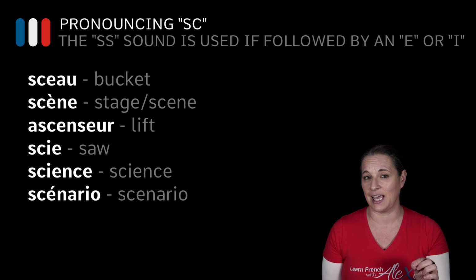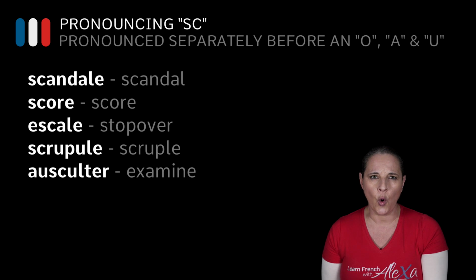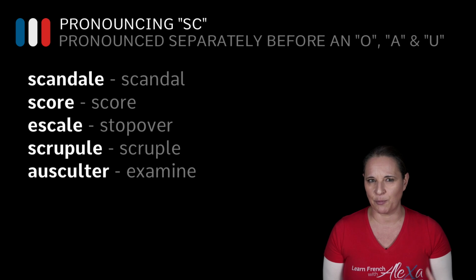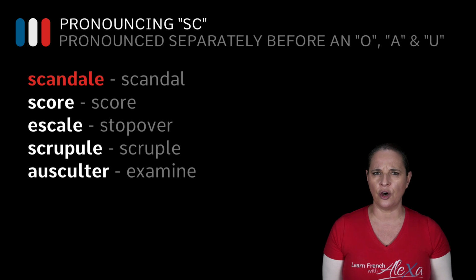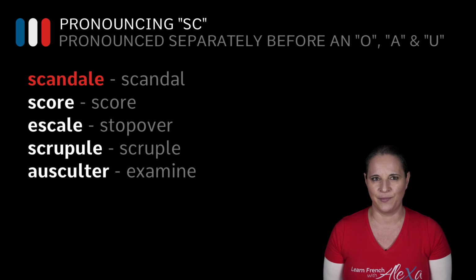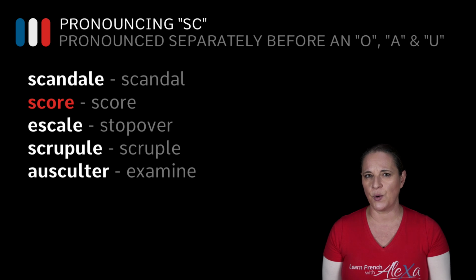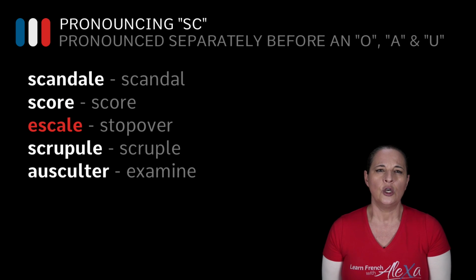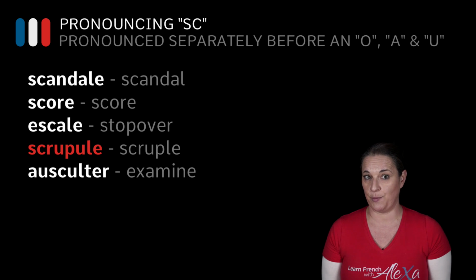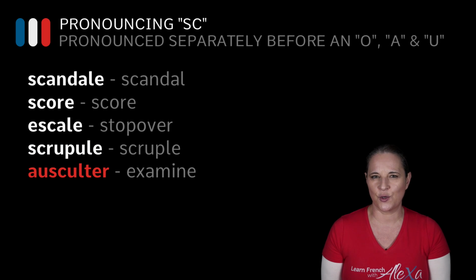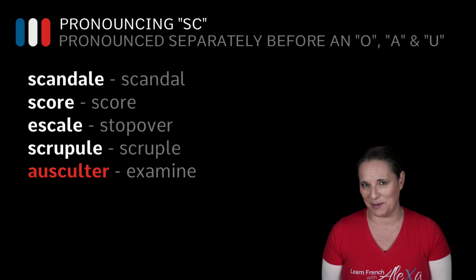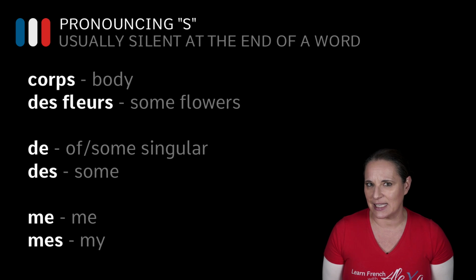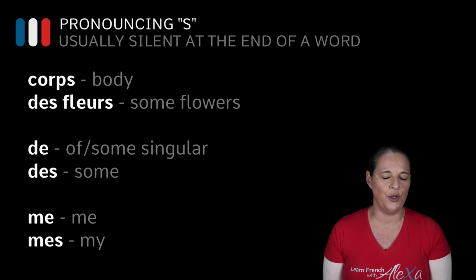When the SC, however, is followed by O, A, or U, the two letters are pronounced separately. So you would say scandale, scandal. Score, that's a score. Escale, that's a stopover. Scrupule, scruple. Ausculter, that means examine. Please note that when a word ends with an S, the S is usually not pronounced.